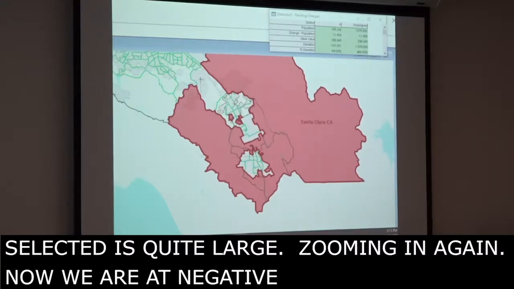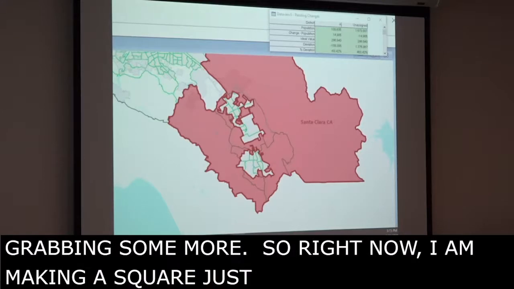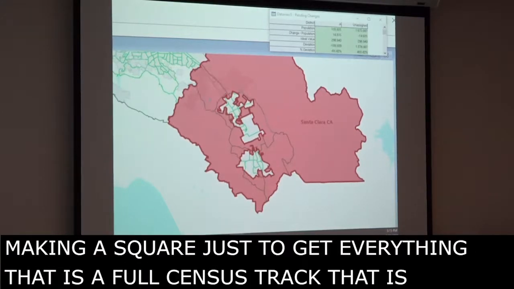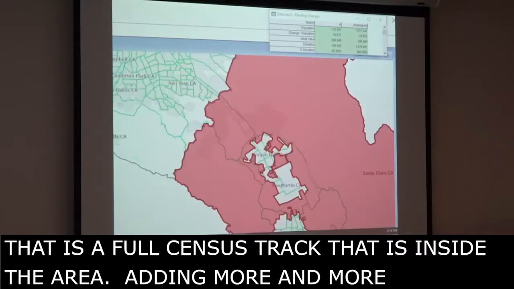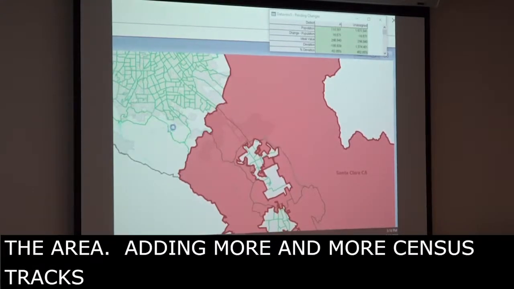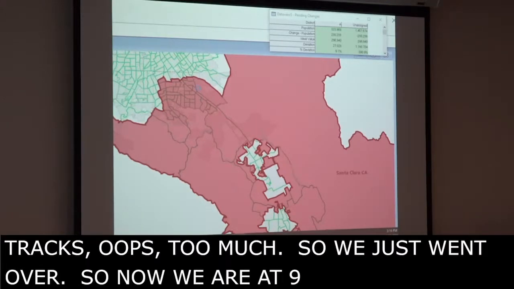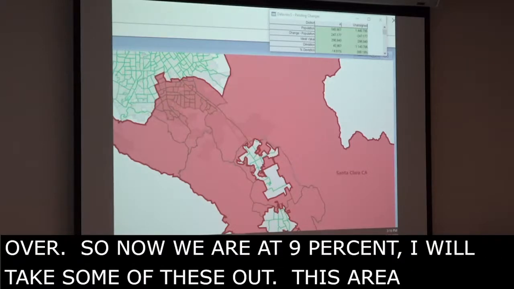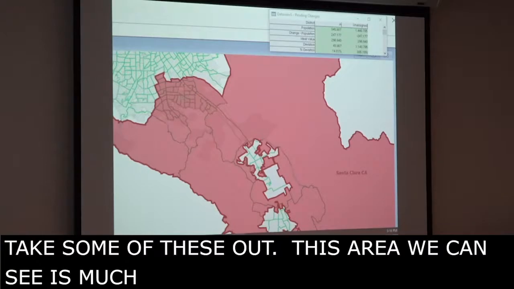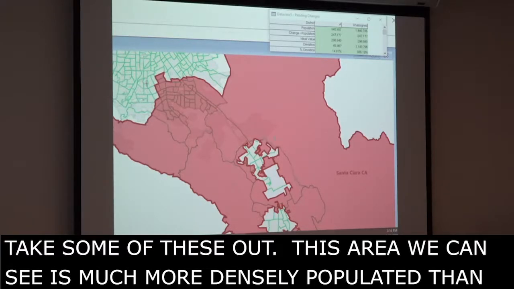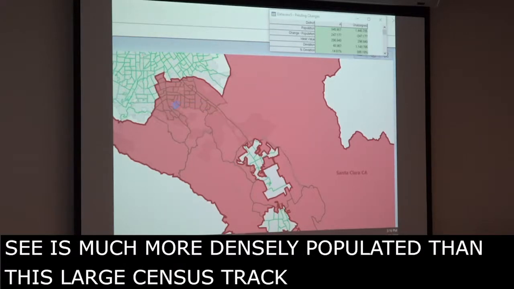Grabbing some more. So right now I'm making a square just to get everything that is a full census tract that's inside the area. Adding more and more census tracts. Oh, too much. So we just went over, so now we're at 9%. I'm going to take some of these out. So this area we can see is much more densely populated than this large census tract. Okay, back to negative 32%.